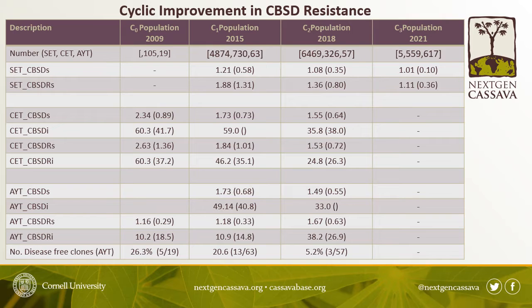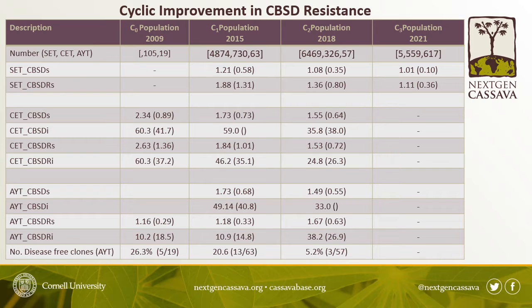Now, this was only done at seedling evaluation stage, and at CET we look at cassava brown streak disease foliar severity, cassava brown streak incidence foliar, and then cassava brown streak disease root severity and cassava brown streak disease root incidence. So the same traits evaluated at the CET were the same traits evaluated at the AYT. So let's begin with the SET trials.